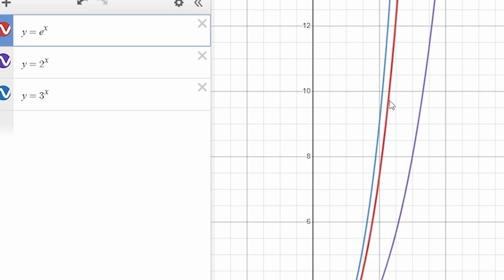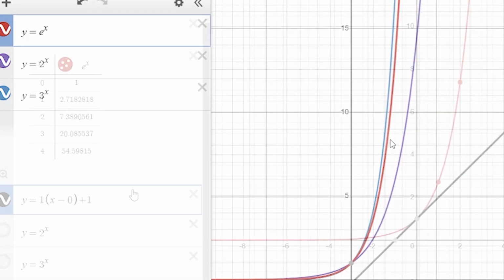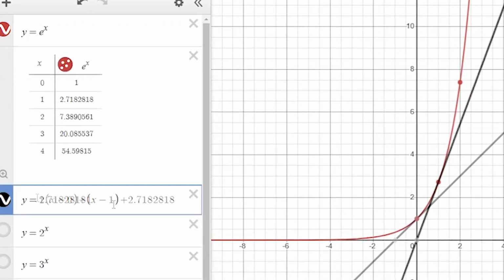Of course, this is my function where the e is just between both of them. This is my first slope line. And here we go, you got the second slope line and so on. So you could see that the slope for any point on this line is exactly equal to the value of y.